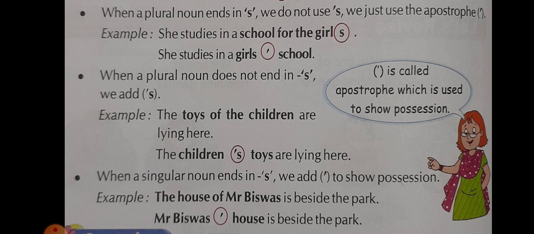The house of Mr. Biswas is beside the park. What is the noun here? Mr. Biswas. S is already there in the last of Biswas, so we will use only an apostrophe. Mr. Biswas' house is beside the park.